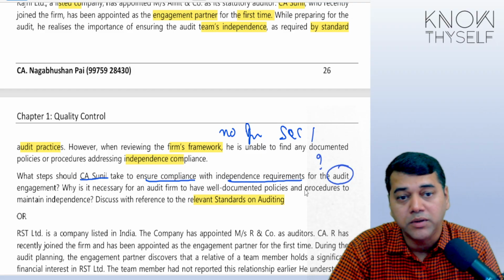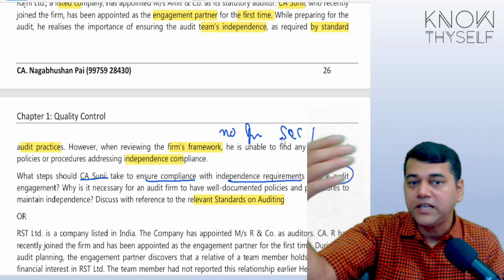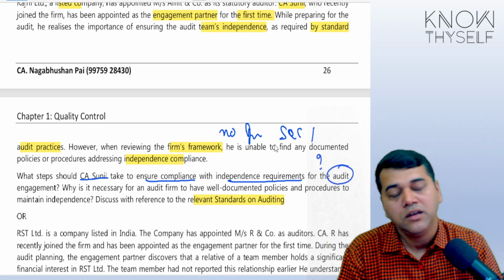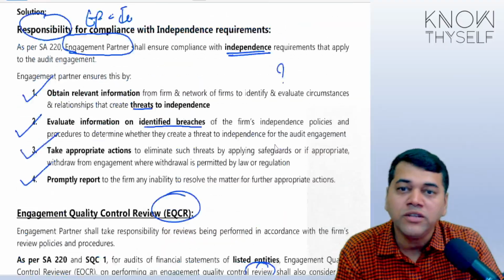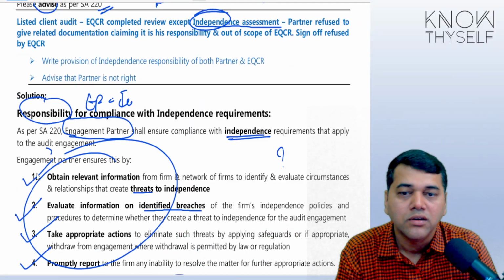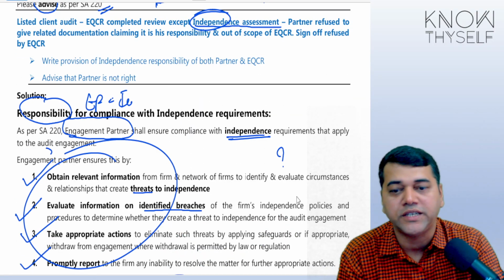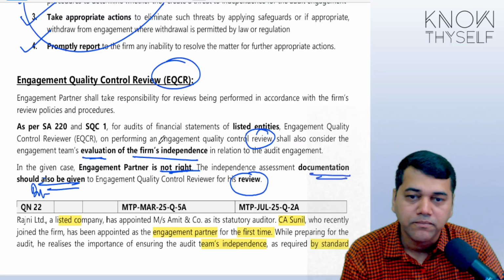What is his responsibility? Chalo. First of all, at the SQC level, there should have been an independence policy. Not there. What should he do? He should do the same thing. This is what he should do: obtain information, evaluate information, take appropriate action and report promptly.